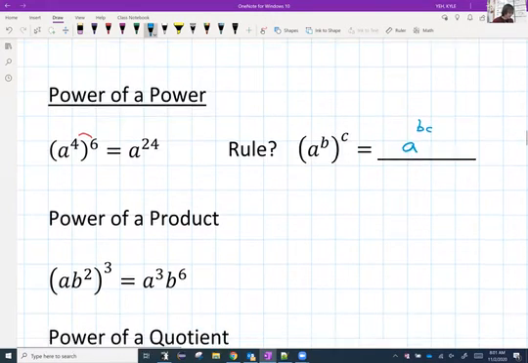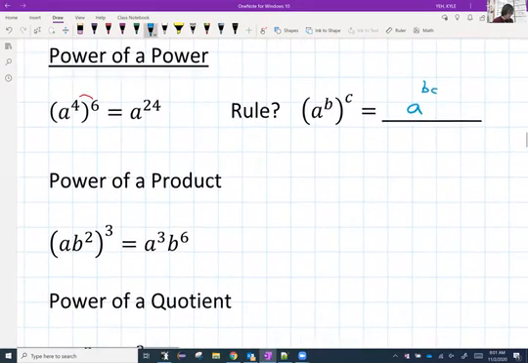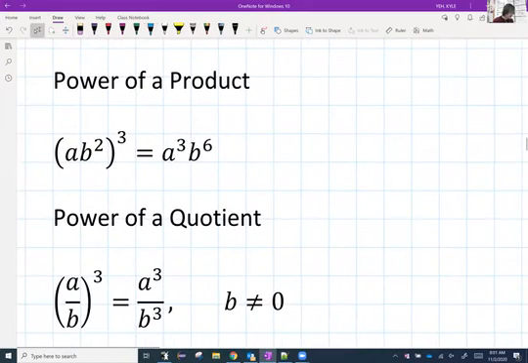Now, what if we had a power of a product or a quotient? AB squared, all cubed, we kind of just distribute that power. A cubed is a cubed, b squared cubed, power to a power, so I multiply them, 2 times 3, b to the 6th.